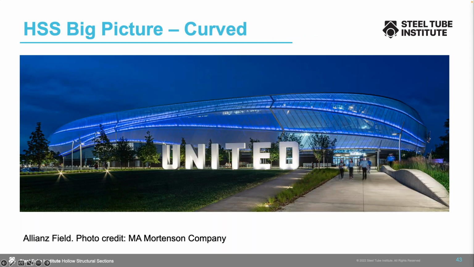Here's a couple of images. This is a structure called Allianz Field. It's home to the Minnesota soccer team. It was the AISC 2022 IDEAS2 award winner, and it has a transparent building skin. It's supported by round 18-inch diameter HSS. You can see how beautifully you can see through the skin and how it wraps around the round HSS. It drives the skin's complex geometry, and it is the supporting structure.